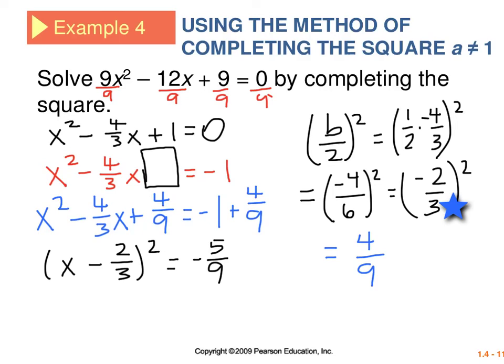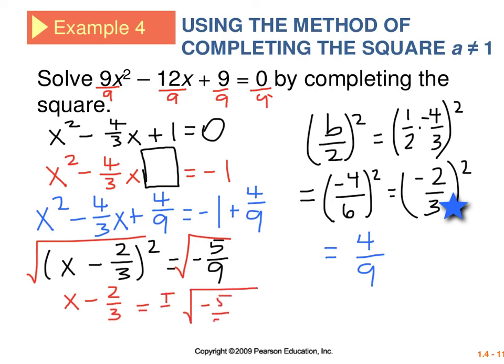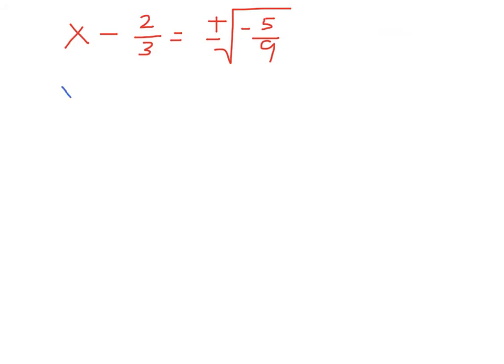And once I have it looking like this, I can do the square root property to solve this quadratic equation. So I take the square root of each side. So I have x minus 2/3 equals plus or minus the square root of negative 5/9. And I'm going to go ahead and get myself a new slide so I have room to write. So next I'm just going to move my negative 2/3. I have x equals positive 2/3 plus or minus the square root of negative 5/9. And now my goal is to simplify this negative 5/9. So I'm going to come to the side to do that.